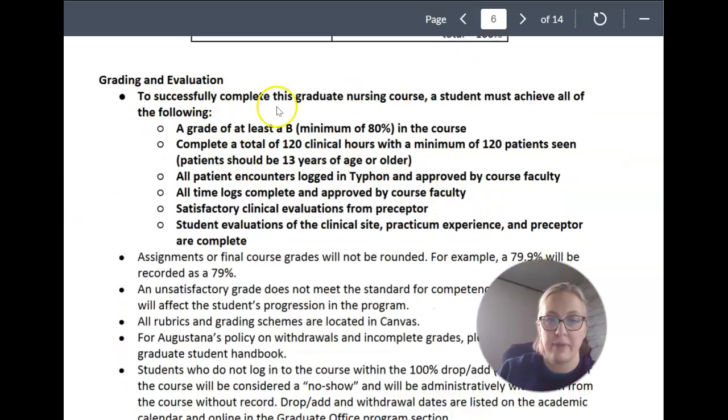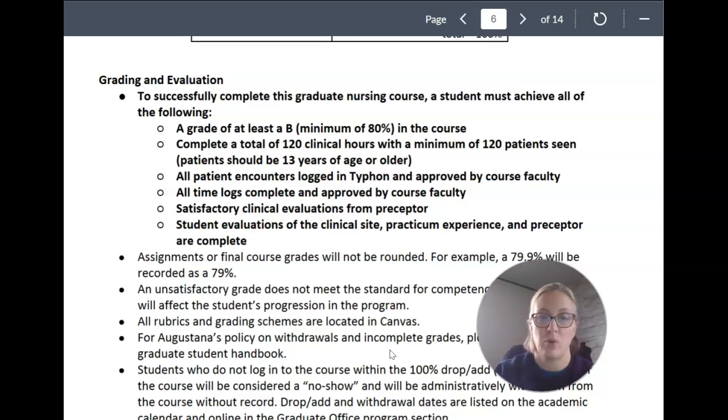Again, this is the same as many other courses: to successfully complete this course, you must achieve all of the following. You have to have at least an 80%, and we do not round up. So if you have a 79.8, that would not be considered a passing grade. You have to have 80% or greater.